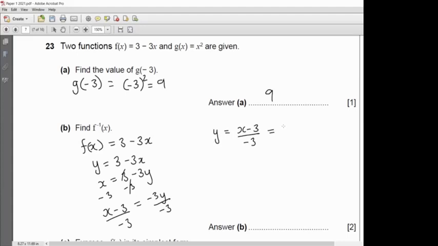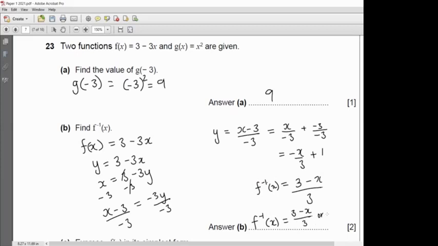And here you can write it as x over negative 3 plus negative 3 over negative 3. This is negative x over 3 plus 1. You can simplify it like that, or you can rewrite this as 3 minus x over 3. So either one of these is fine. That's your y, and this is my f inverse of x. So f inverse of x is 3 minus x over 3, or it's the same as x minus 3 over negative 3.